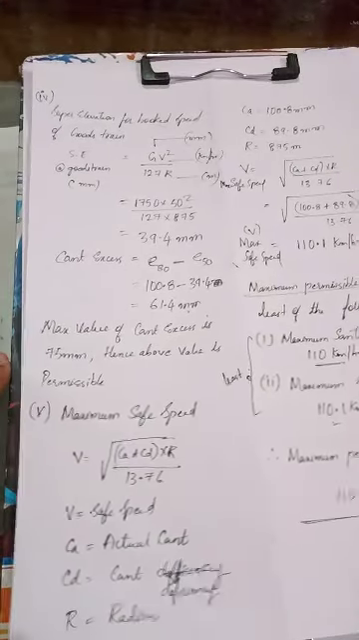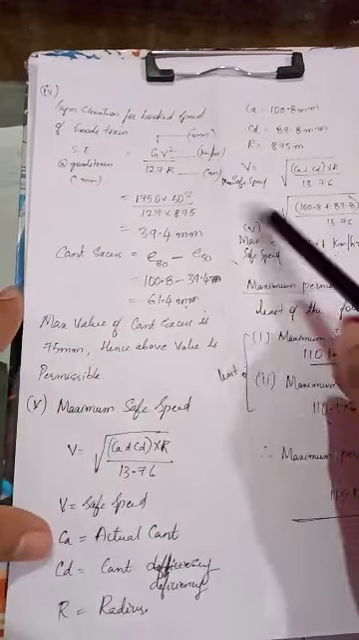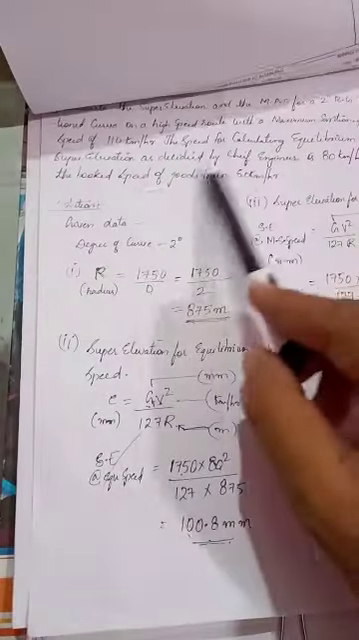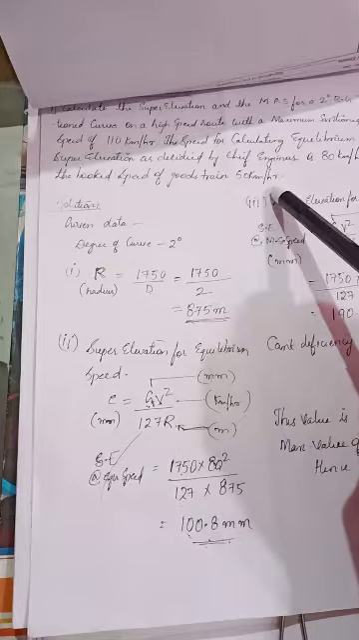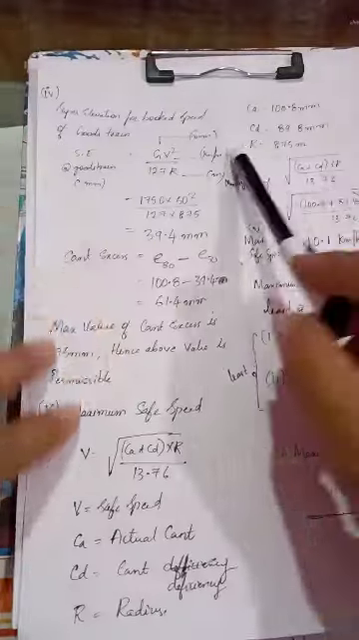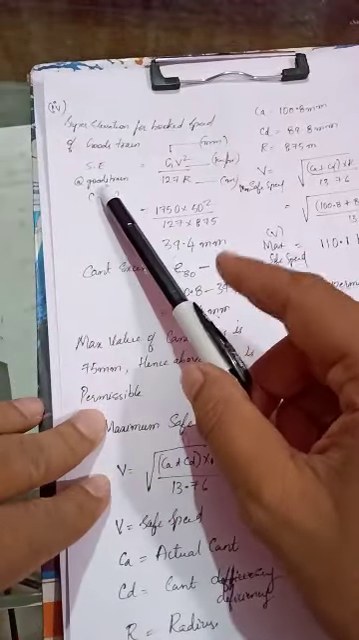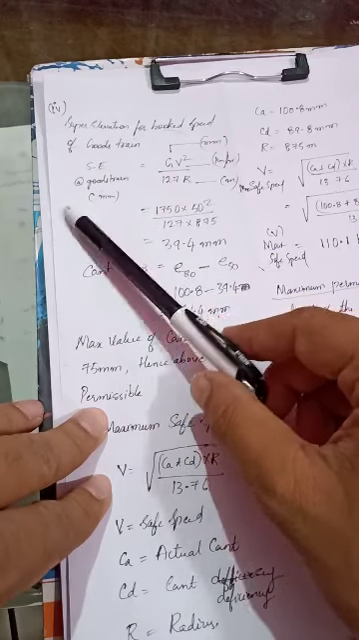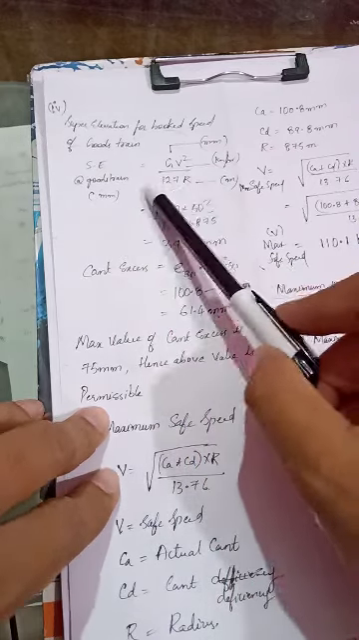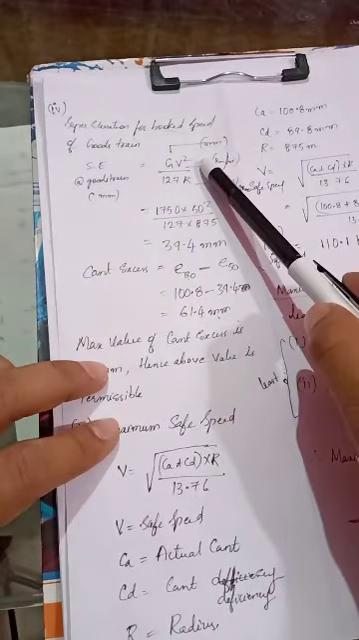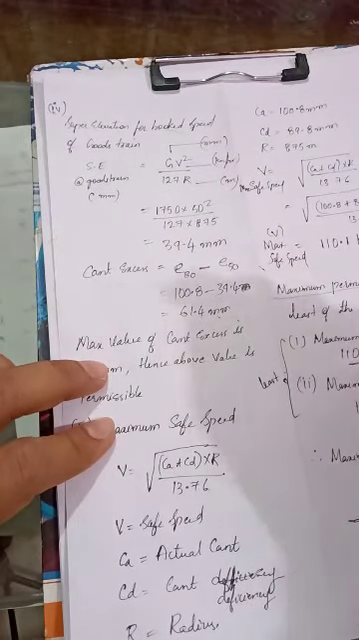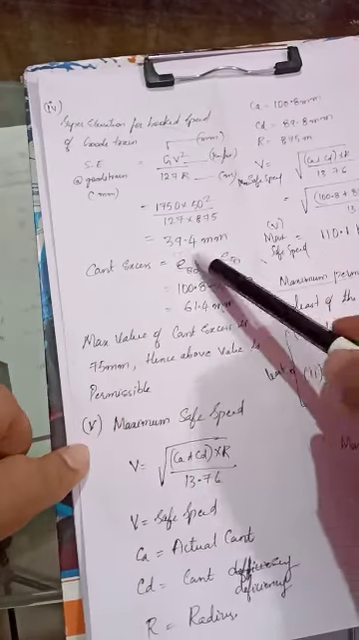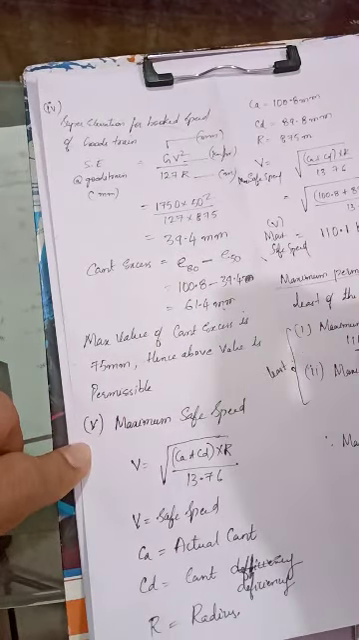The fourth step is calculation of super elevation for the booked speed of a goods train. It is already given in the question that the booked speed of the goods train is 50 km per hour. So we will calculate super elevation for 50 km per hour. Same formula, GV square by 127 R. Here V is 50: 1750 into 50 square by 127 into 875. It stands at 39.4 mm.